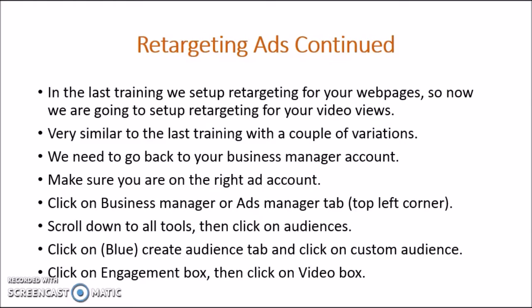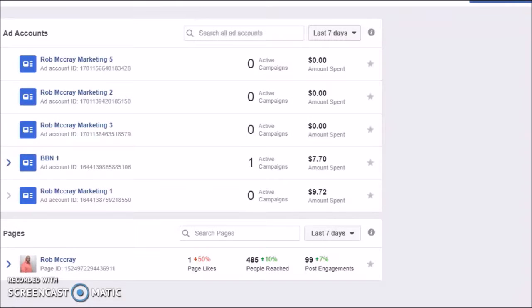So what we're going to do, we're going to go back over to your Business Manager account. Then once you're over there, you want to make sure you're on your right ad account. Then you're going to click on the Business Manager tab or the Ads Manager tab in the top left-hand corner. And then you're going to scroll down where you see All Tools. You're going to click on that. Then click on Audiences. Then once you're over there, you're going to click on the blue Create Audience tab and then click on Custom Audience. Then you're going to click on Engagement box and then click on the Video box. So let's go over to my Business Manager account and you can see exactly how this is going to work.